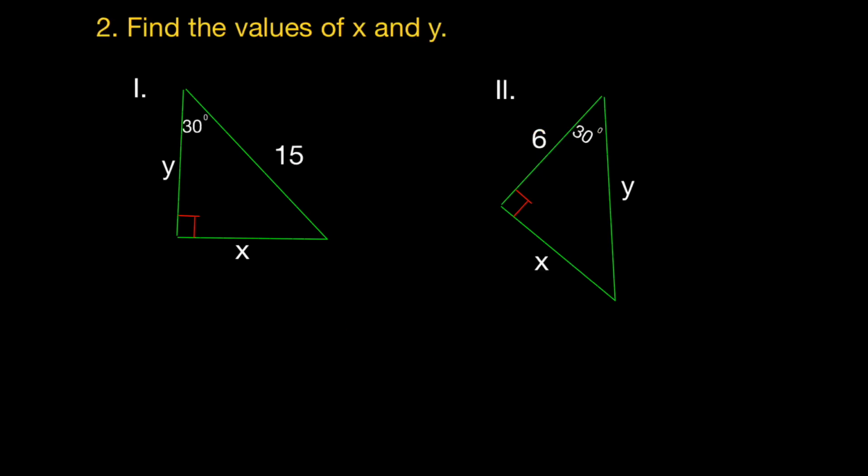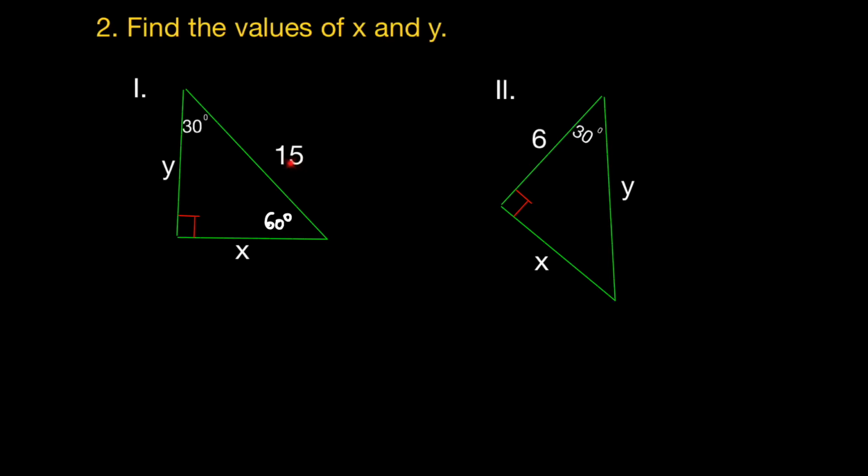Let's look at another type of special right triangle. So here we have a 30-degree angle and we have a 90-degree angle. That means that the third angle is going to be forced to be 60 degrees, since again, the three interior angles of a triangle need to add up to 180.